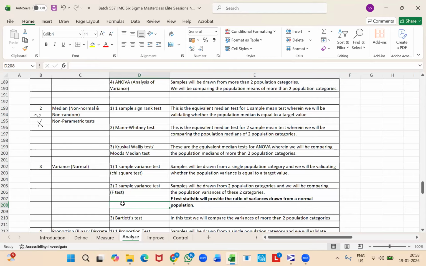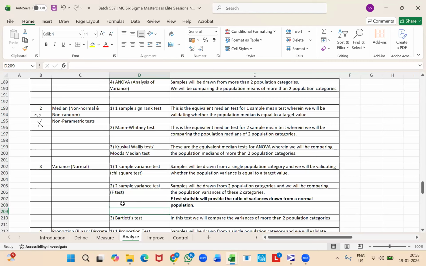So here we would be comparing the population variances of two population categories, right? If you want to compare whether the variance in the processing time pertaining to shift 1 is less than the variance in the processing time pertaining to shift 2, then we can perform this two sample variance test, which is also referred to as the F test.